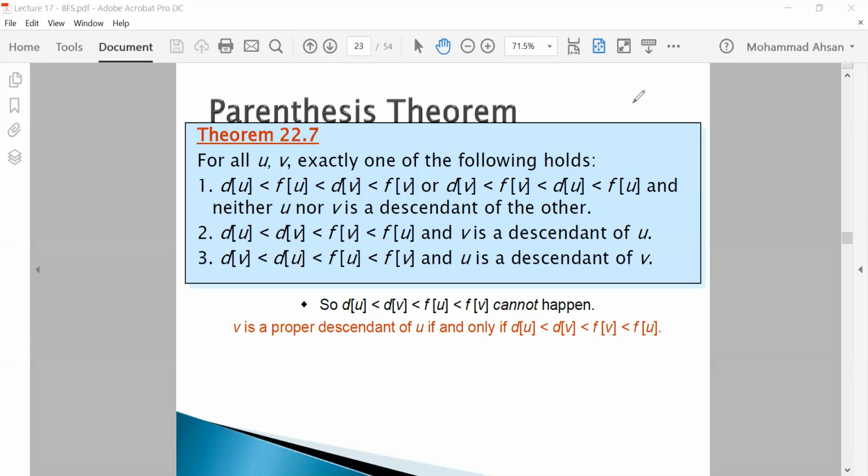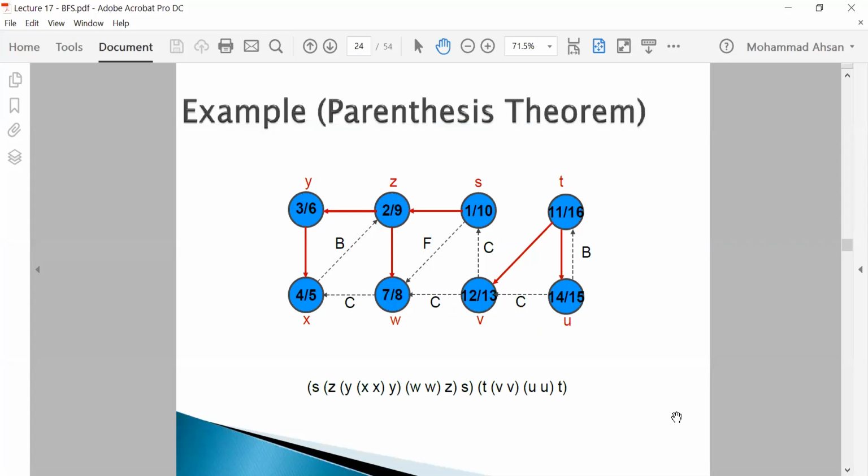So if you're just given the timestamps, you will be able to figure out which one is a descendant of which other node. If you see at the bottom, this is the parenthesis, or you can say this is how the time intervals will be grouped together. If you're starting at S, you go to Z. Then you see S and Z, you're still actually opening up the vertex for further discovery. That's why you see an open parenthesis. Then you go to Y, then you go to X. From X, there is no outgoing edge.